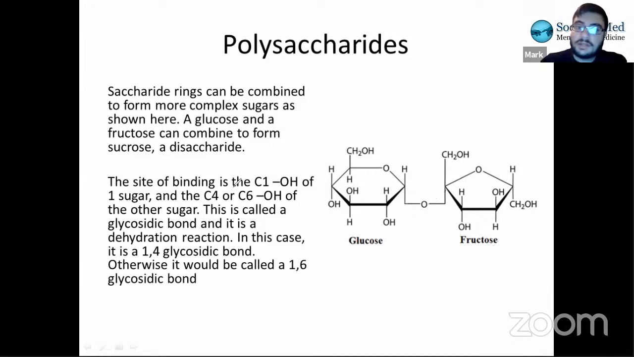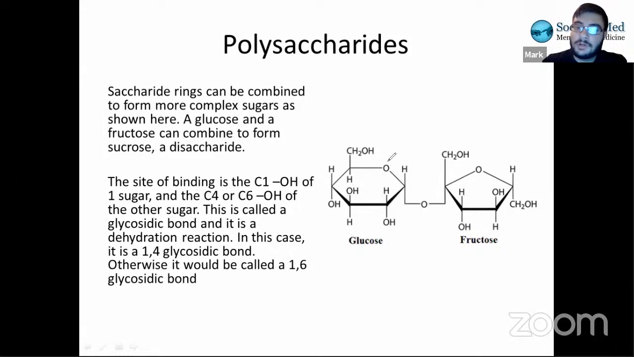So the site of binding is the C1 OH of one sugar and either the C4 OH or the C6 OH of the other sugar. This bond is called a glycosidic bond. And like I mentioned, it's a dehydration reaction to form this bond. In this case, it's a 1,4 glycosidic bond because it's between carbon 1 and carbon 4, right?